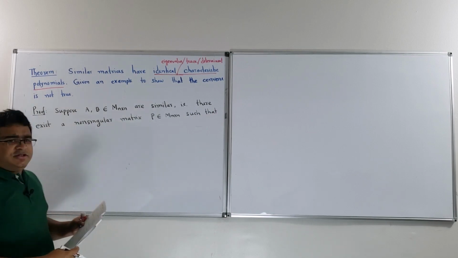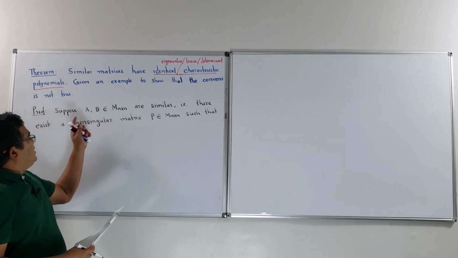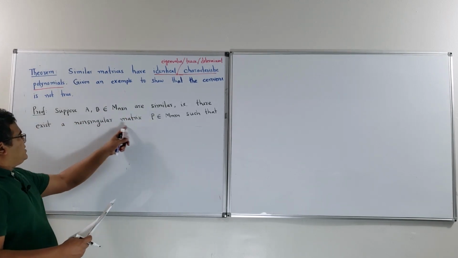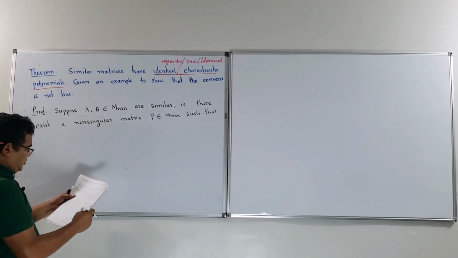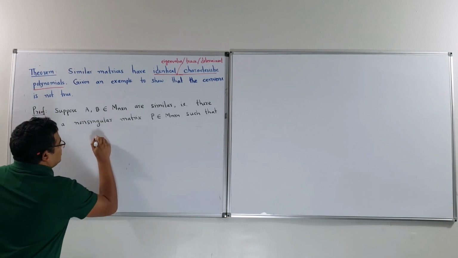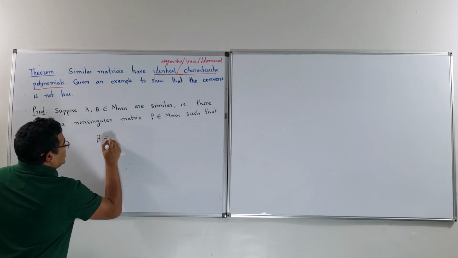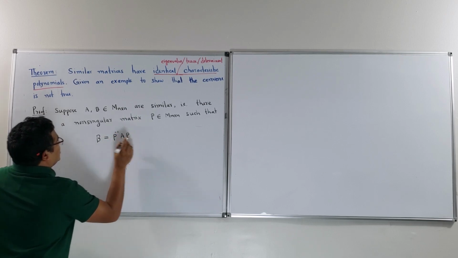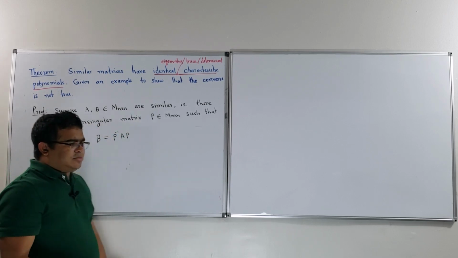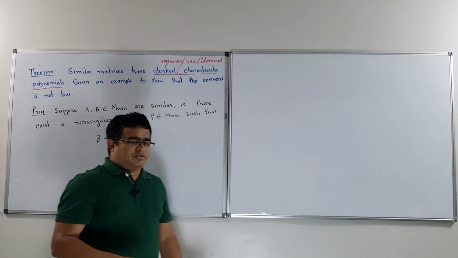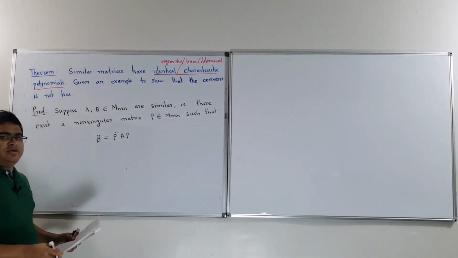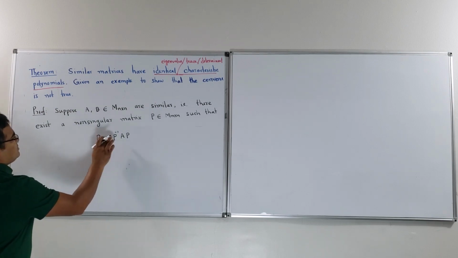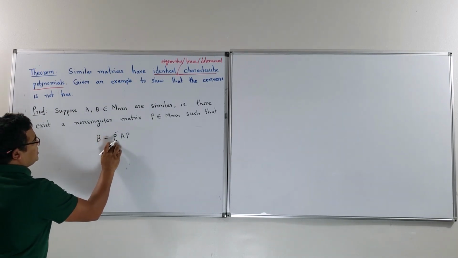by the definition of similar matrices, if A and B are similar, then there is a non-singular matrix P such that B can be written as P inverse AP. What does non-singular mean? Non-singular means its determinant is not 0. That means there are no 0 eigenvalues. So if A and B are similar, then we can write B equals P inverse AP.